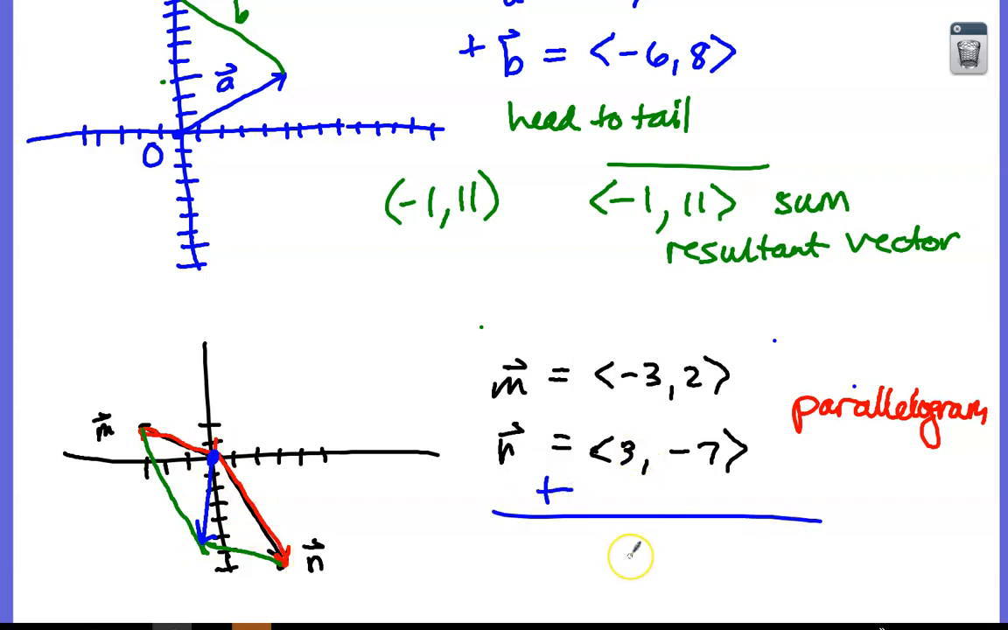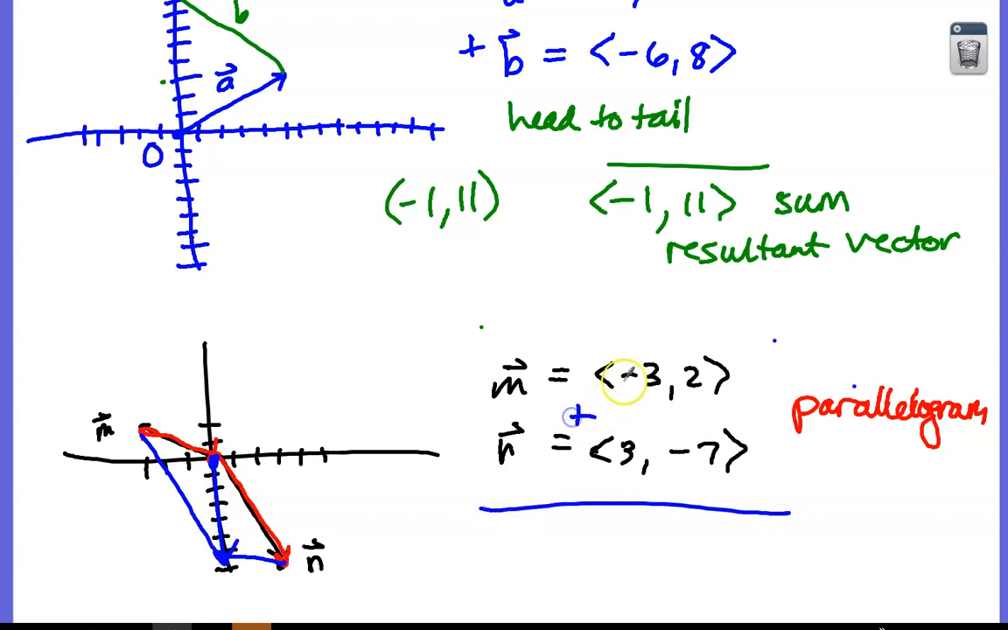Add the x's. Whoops, mine is a little off. I can do better, I guess. My parallelogram is more like that. So my diagonal technically went from there to there. I'll do a better parallelogram. There we go. So my diagonal went from there to there.